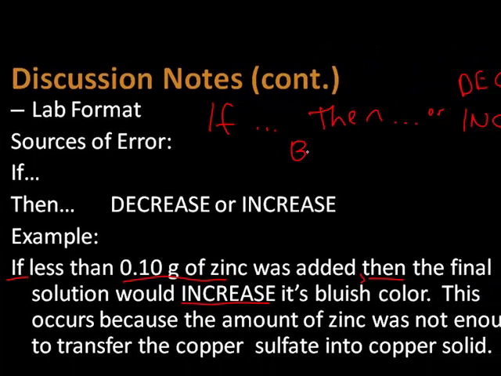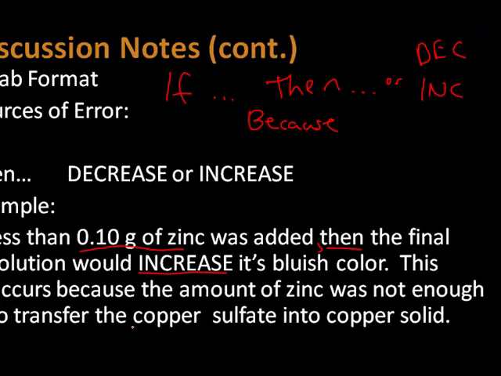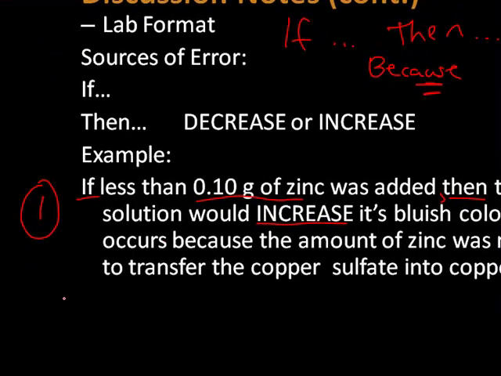Then the next thing you write is a because statement, or why did this happen? And again, this is sometimes a prediction of why you think it happened. So this occurs because the amount of zinc in this particular case was not enough to transfer the copper sulfate into copper solid. Now that's again a prediction of why you think that happened. The important thing is noticing that there was an increase in its bluish color. This is your first source of error that will go in your lab report. You just need to come up with a second source of error. It must be different than this original source of error.